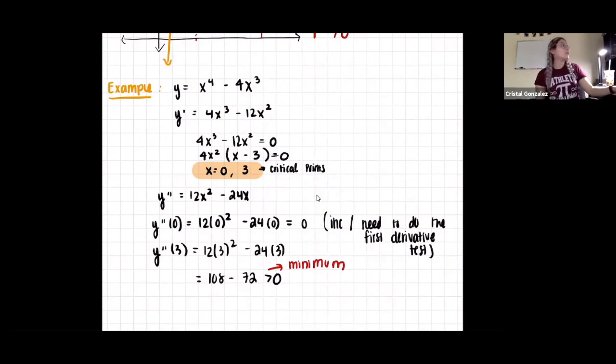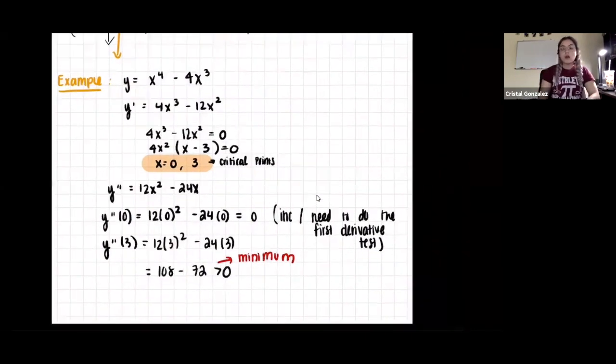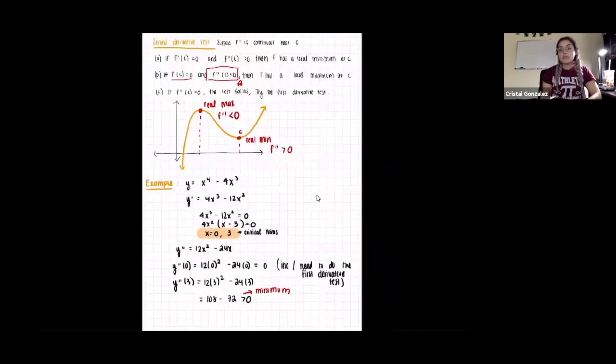And so I'm not actually going to find out whether 0 was a local min or max. What I want you to do is on your own, use the first derivative here in order to determine whether that was actually a minimum or a maximum. So try it on your own.